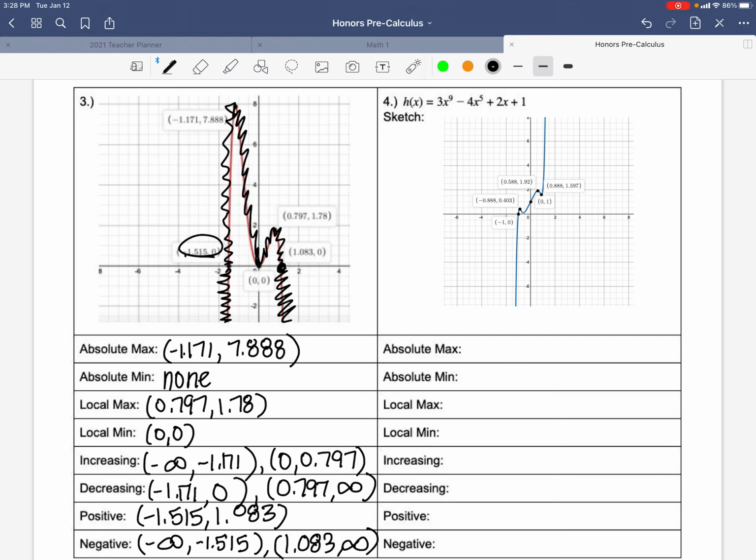So the only time that you really use the y values when you're defining something is when you're talking about the maximum minimums. When you're doing increasing and decreasing, you're talking about the interval, which is going to be the x values. And positive and negatives, you're also going to be talking about your intervals, which are going to be your x values.